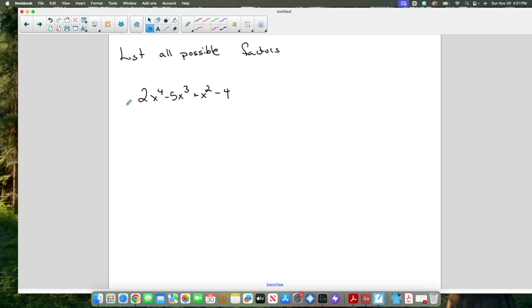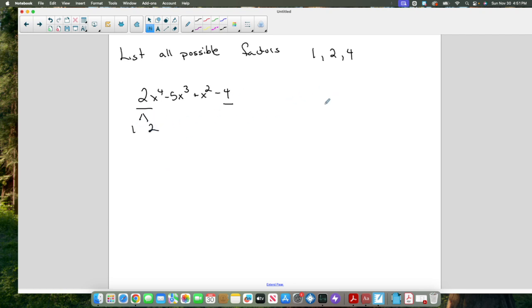But now, we're not always given factors. We need to determine what they are. Well, the first thing we say is, okay, we want to know all the factors of the constant. In this case, we have negative 4, where the negative doesn't matter. We'll say 4. So our factors are 1, 2, and 4. But then we have to look at the very front and see what our leading coefficient is, and we have 2. So my factors of that are 1 and 2.